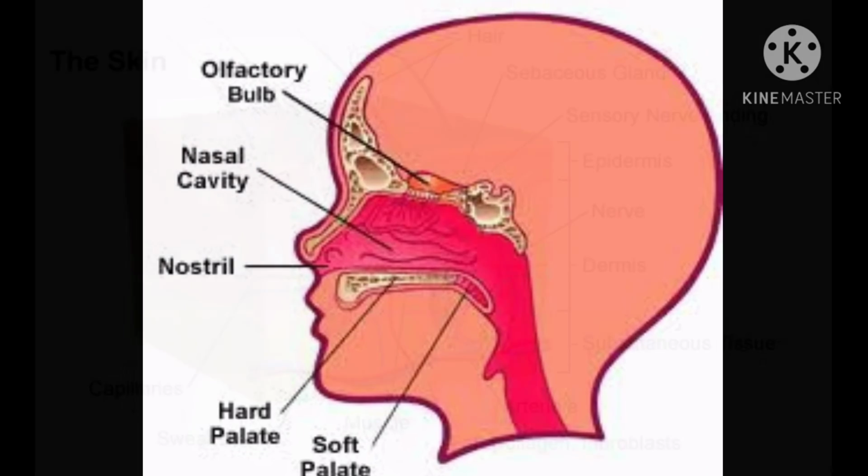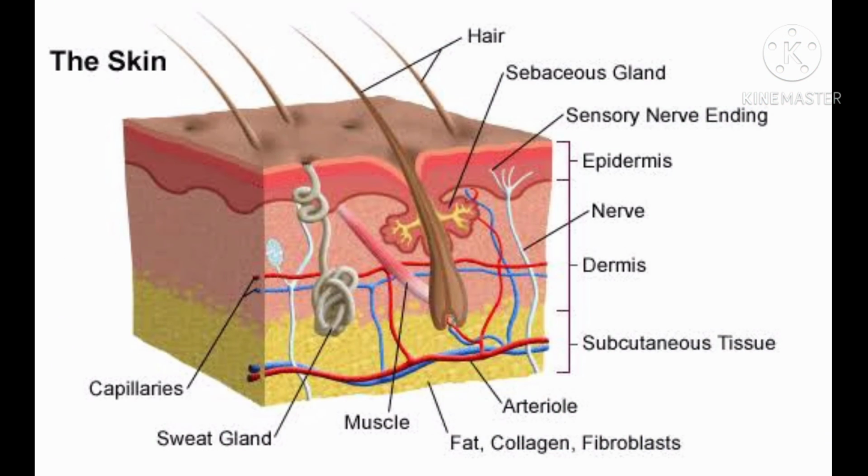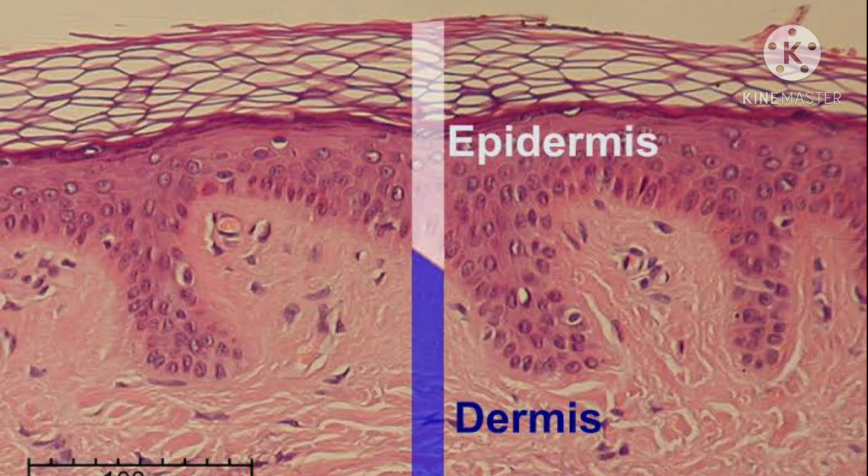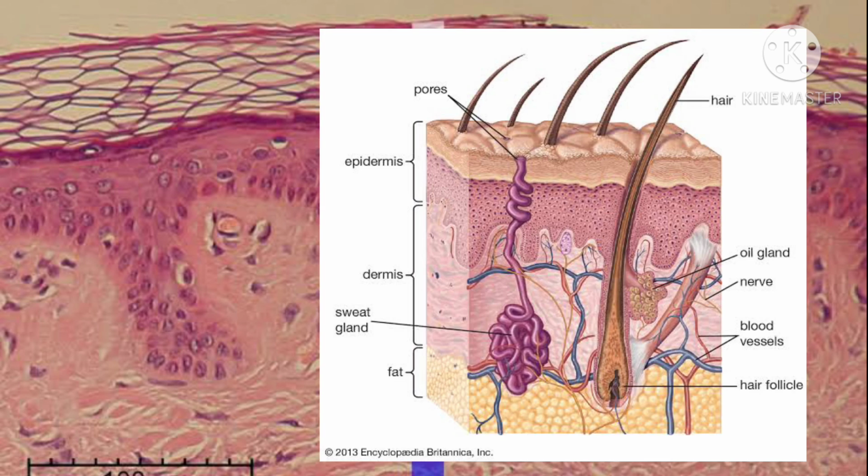The last part and function of the sense organs is the skin. Your whole body is covered with skin, right? It is the largest organ in the body. The skin has two main layers. The outer layer is called the epidermis, and the inner layer is the dermis. It contains oil glands, sweat glands, nerve endings, small blood vessels, and cells.